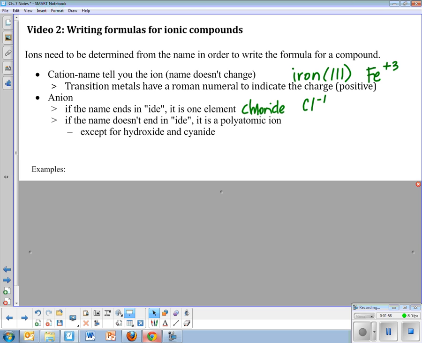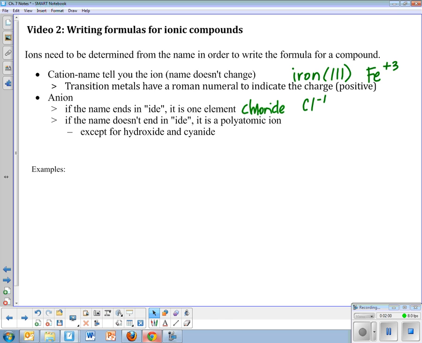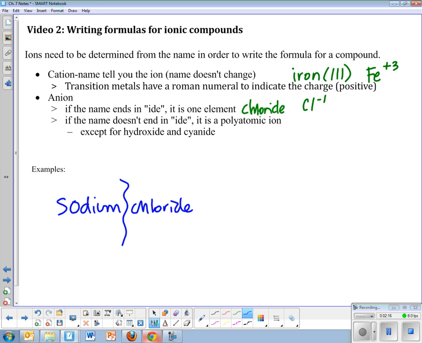So let's do some examples. Let's start with a name, one you all probably know, sodium chloride. Make sure you're writing all of these examples down, even the ones I just wrote up there in the notes. So sodium chloride, think of this as a positive and a negative half. Here's your cation half, and here's your anion half. Remember, cation goes first.